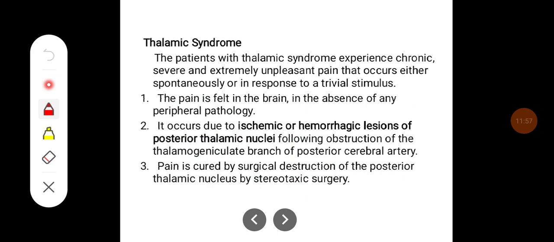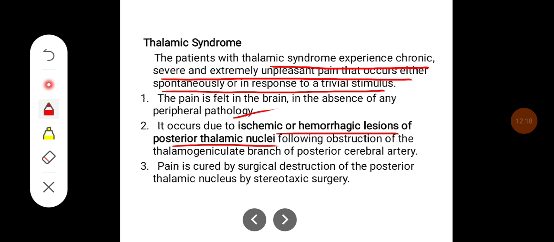Thalamic syndrome. The patients with thalamic syndrome experience chronic, severe, and extremely unpleasant pain that occurs either spontaneously or in response to trivial stimulus. The pain is felt in the brain in the absence of any peripheral pathology. It occurs due to ischemic or hemorrhagic lesions of posterior thalamic nuclei following obstruction of the thalamogeniculate branch of the posterior cerebral artery. Pain is cured by surgical destruction of the posterior thalamic nucleus by stereotaxic surgery.